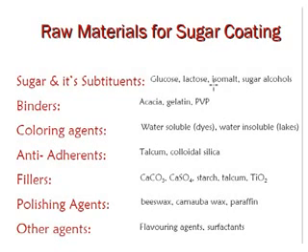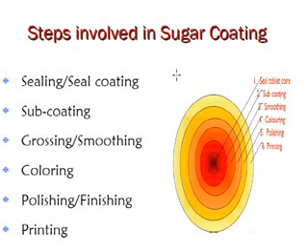Okay. Then some filler agents are there, starch, talcum. Then some polishing agents are there like beeswax, carnauba, as well as paraffin to give an attractive look. And some other agents are there, like flavoring agents as well as surface acting agents, to improve the organoleptic properties of your tablet. So these are the materials used. See, these are the steps. Again I am going to recall for you: sealing or seal coating, then subcoating, then smoothing, coloring, polishing, and printing.